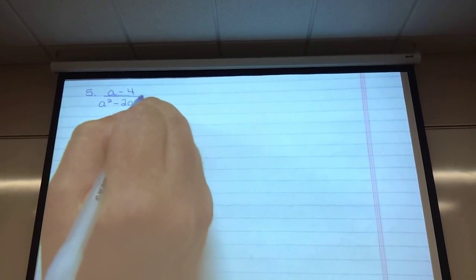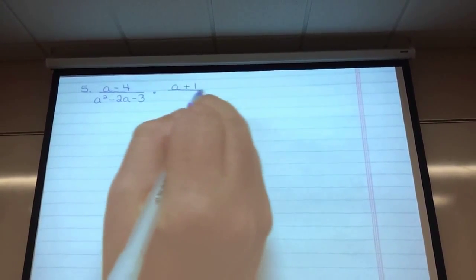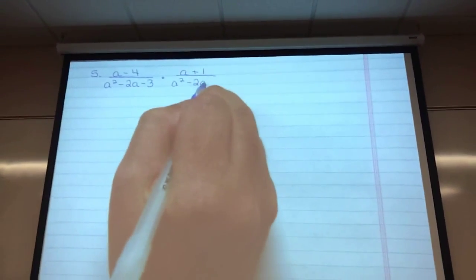It's going to require some factoring. Here we go. (a minus 4) over (a squared minus 2a minus 3), times (a plus 1) over (a squared minus 2a minus 8).